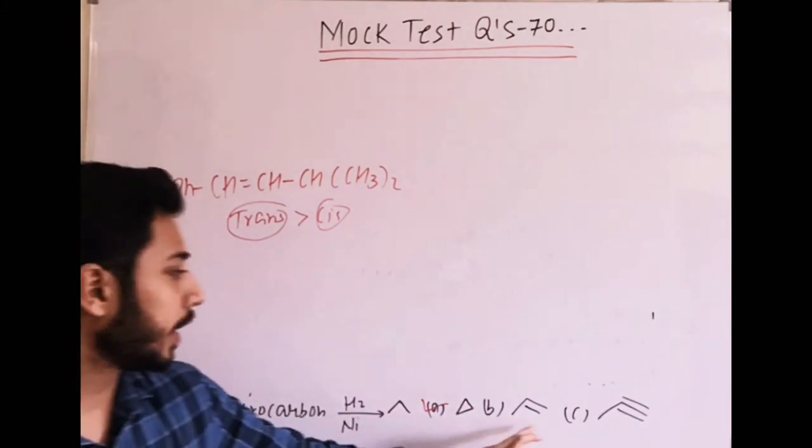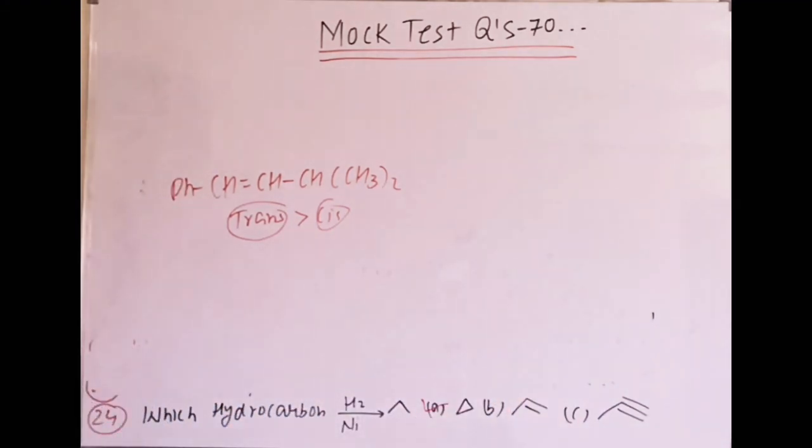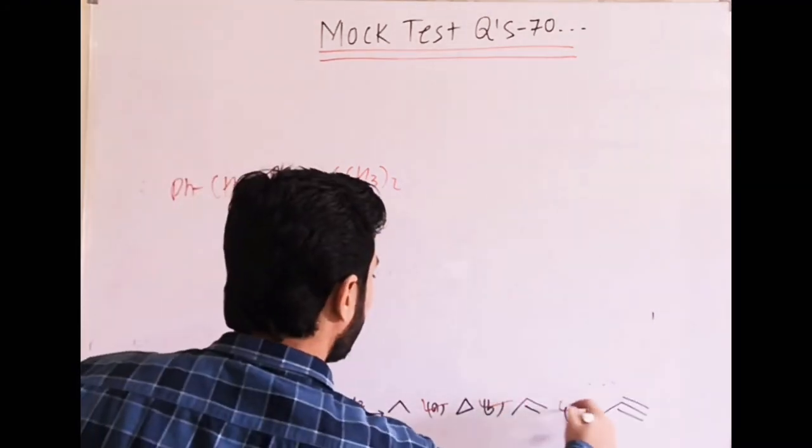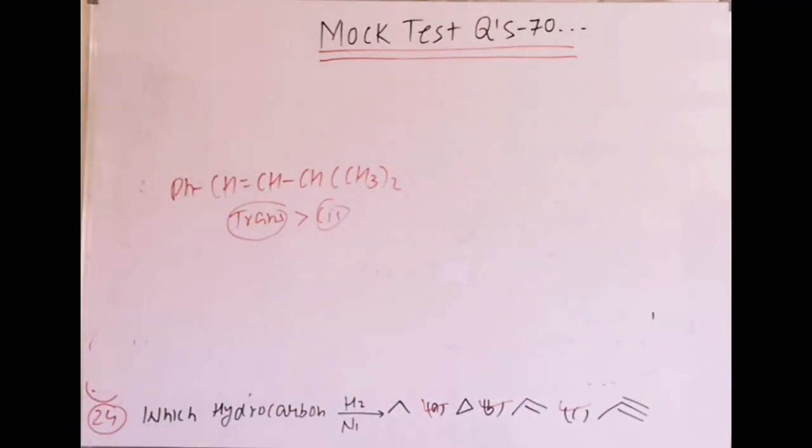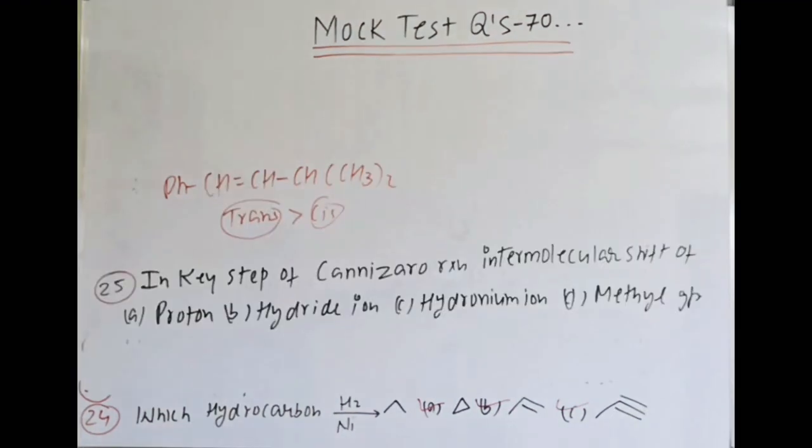First will give propane, and the second and third are normal reactions of alkenes and alkynes. So all three will give the product which is propane after treating with H2/Ni.